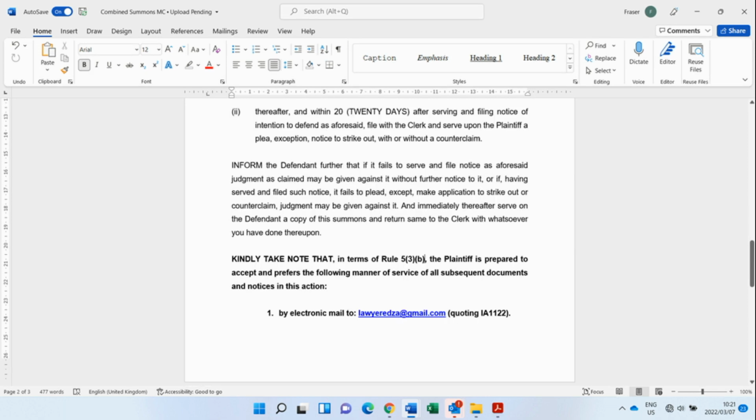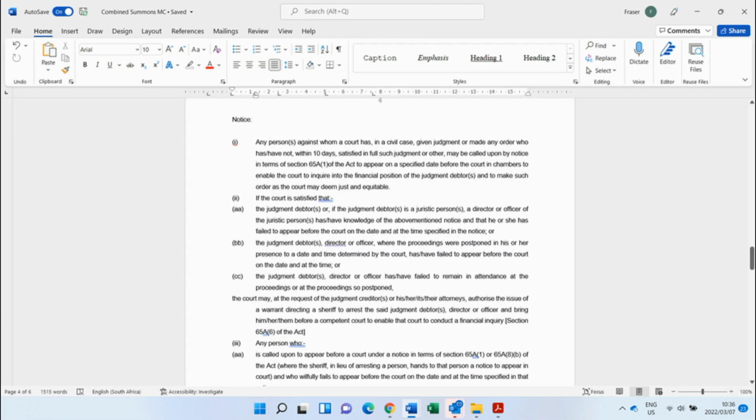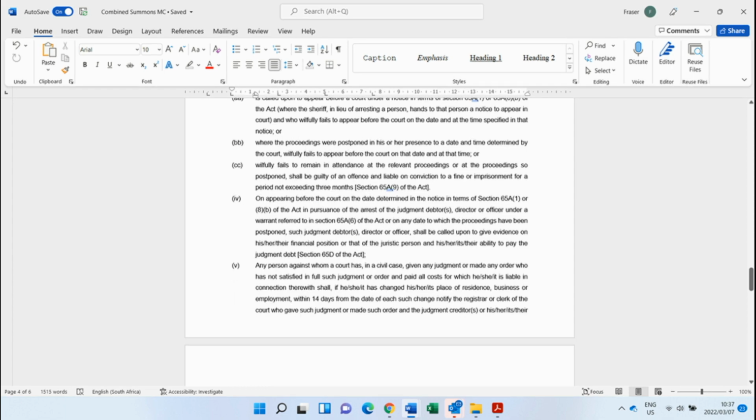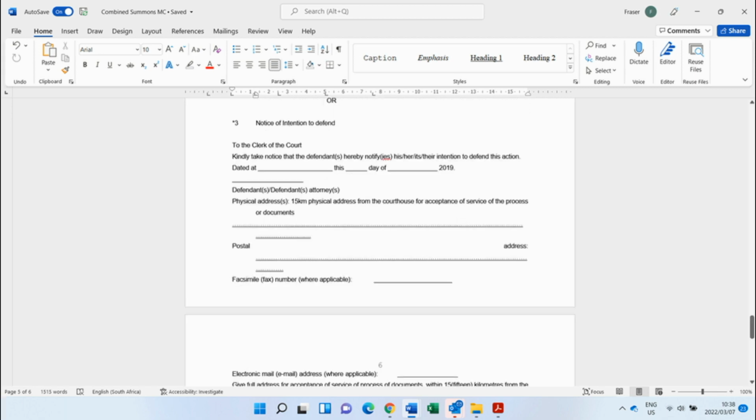Our indication that the plaintiff agrees to service via email will now be in terms of Rule 5 subsection 3b. This paragraph will look as follows. Rule 5 subsection 5a and b are responsible for the main difference between High Court and Magistrate Court summonses. This rule provides that every summons shall include a form for notice of intention to defend, and every summons except a divorce summons shall include a form for consent to judgment, a notice drawing the defendant's attention to the provision of Section 109 of the Act, and a notice in which the defendant's attention is directed to the provisions of Sections 57, 58, 65A, and 65D of the Act, in cases where the action is based on the debt referred to in Section 55, which is the liquidated sum of money of the Act.